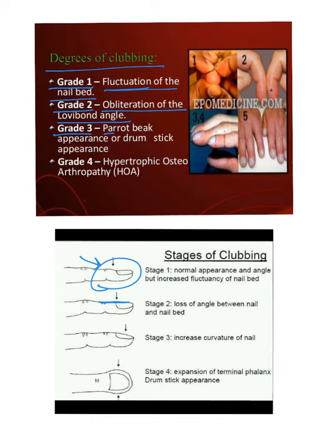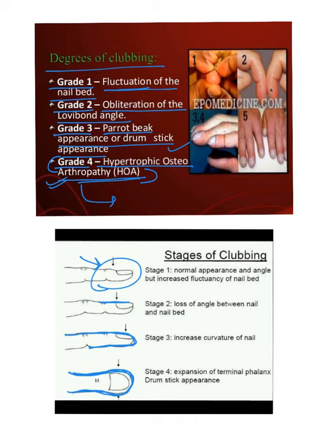In grade 3 there is parrot beak appearance or drumstick appearance. Due to gradual progressive clubbing, the ends of the fingers start to look like a parrot beak. Also due to the bulbous enlargement of the finger ends, it gives a drumstick appearance. So grade 3 is the parrot beak or drumstick appearance. Grade 4 is the hypertrophic osteoarthropathy. We will discuss this in a bit more detail later, but let's remember grade 4 is the hypertrophic osteoarthropathy.